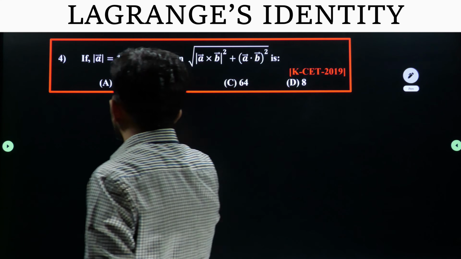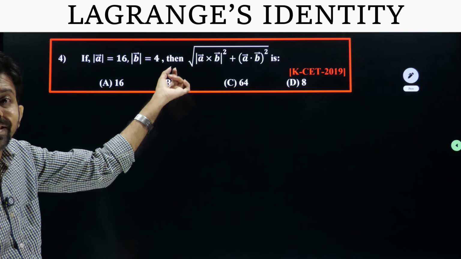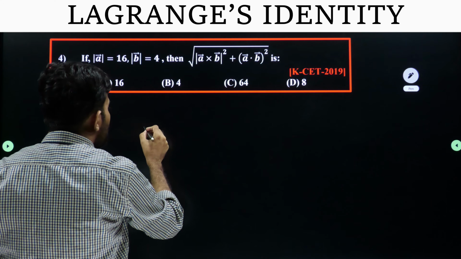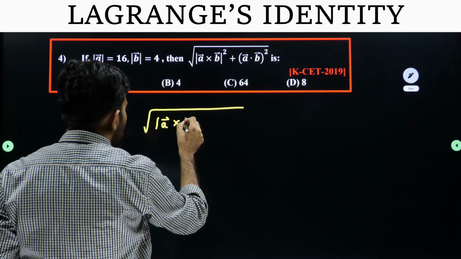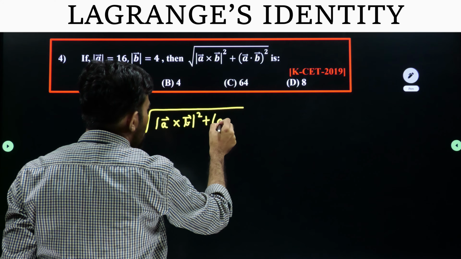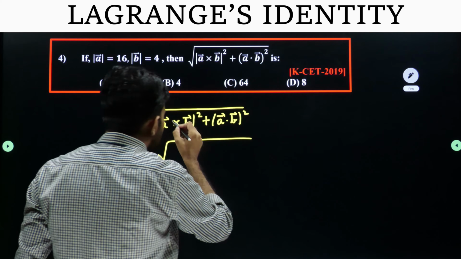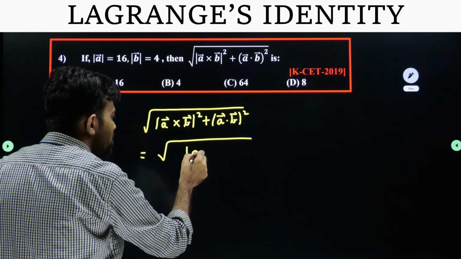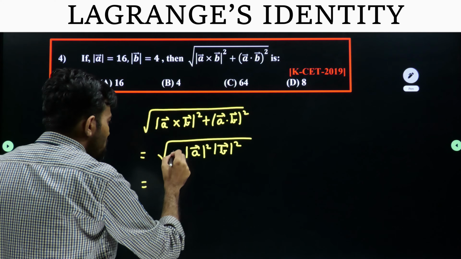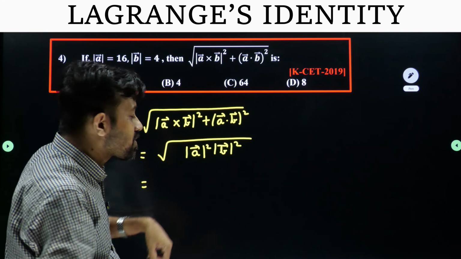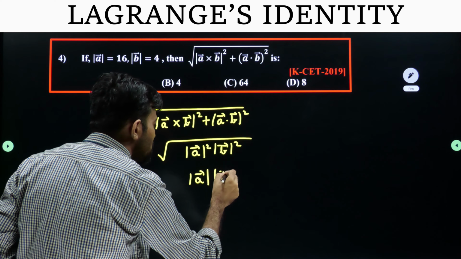Question number 4. Magnitude of vector A is 16. Magnitude of vector B is 4. We want to find the square root of magnitude of A cross B square plus A dot B square. Consider this and use Lagrange's identity. Using Lagrange's identity, it's equal to the square root of magnitude of A square into magnitude of B square, and the square root of magnitude of A square becomes magnitude of vector A. Square root of magnitude of vector B square becomes magnitude of vector B.